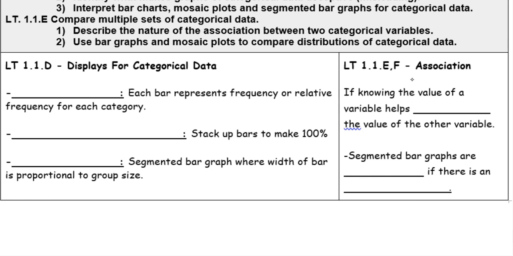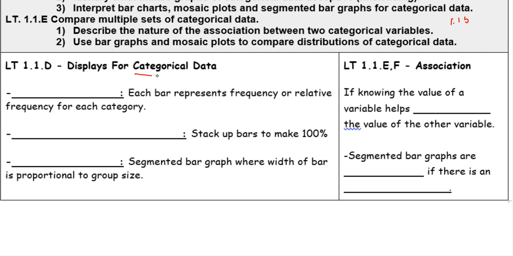Well, we're going to go through real quick notes and check your understanding for 1.1b, which is exploring data and displays. And so first off, let's define what these displays for categorical data look like.